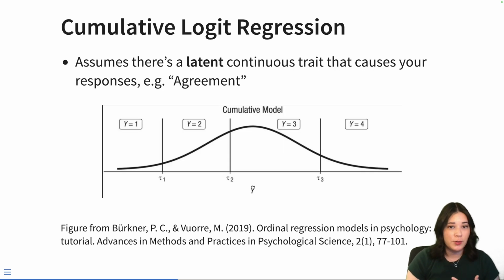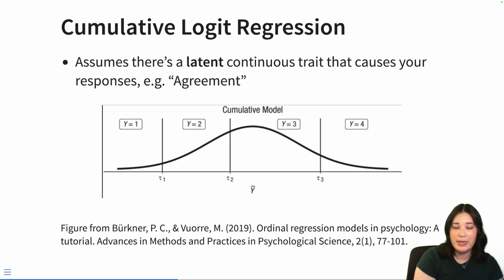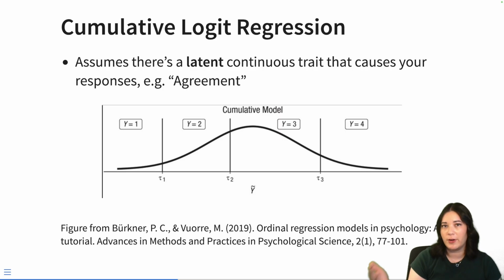So if you don't want to do either of those things, one thing you might want to do is appropriately treat the ordinal data as ordinal data. And there's actually a ton of different ways that you can do this, but one really common one is cumulative logit regression. So cumulative logit regression assumes that there's a latent continuous trait that causes your discrete responses. So let's say for a Likert scale, then we assume that there is some continuous variable called agreement, which is kind of the underlying process that causes you to have one of the various Likert scale responses from strongly disagree to strongly agree.